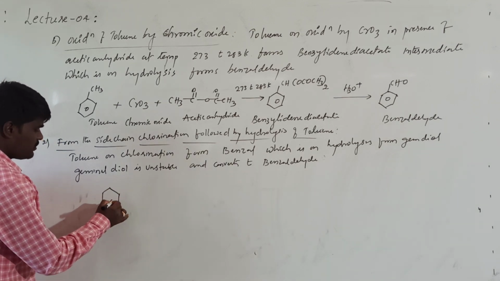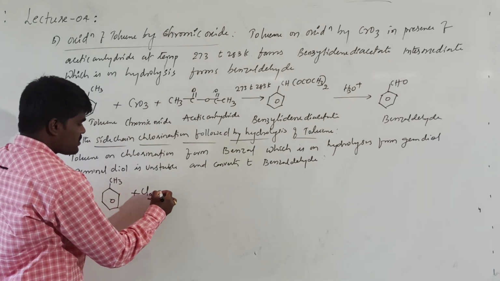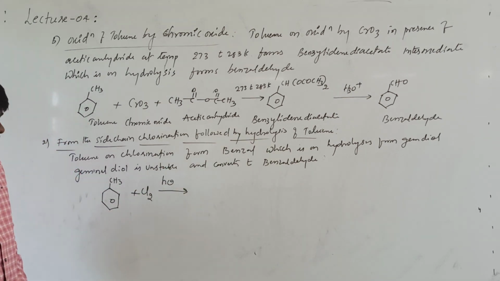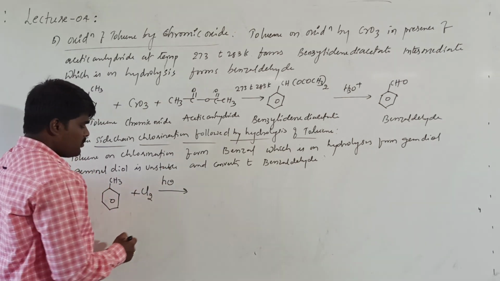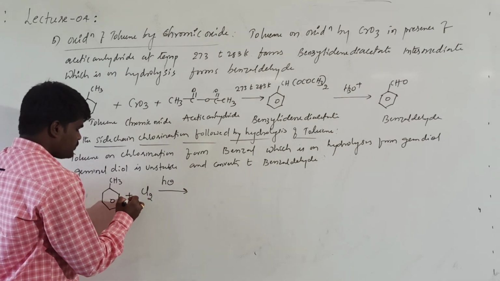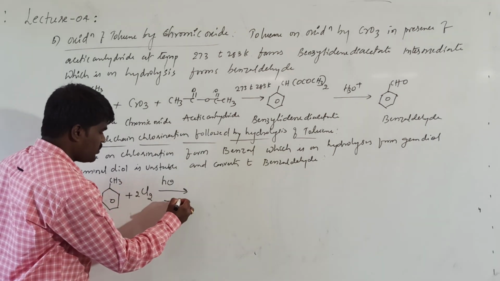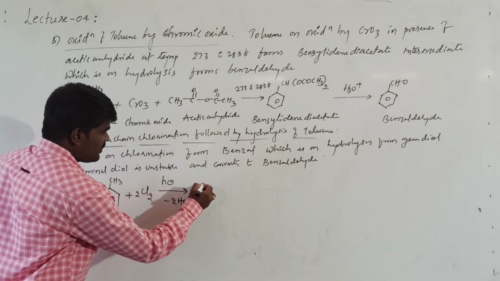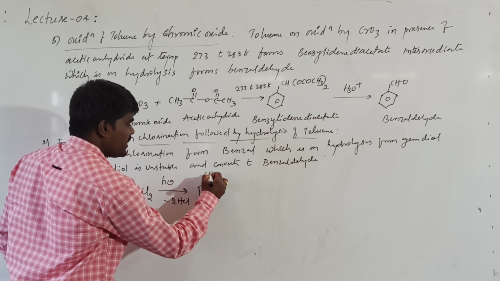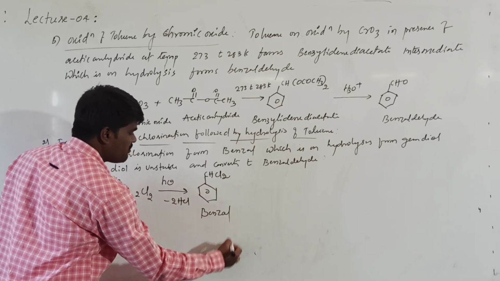This is your toluene, that is methyl benzene. If you treat this with chlorine gas in presence of HNO, what is meant by HNO? Sunlight. Okay, here what happens? You need to take 2 moles of chlorine. So what happens here? Elimination of 2 moles of HCl will take place. It will be converted into geminal dihalide, dichloride we call it as. The common name of this particular compound is called benzal chloride.